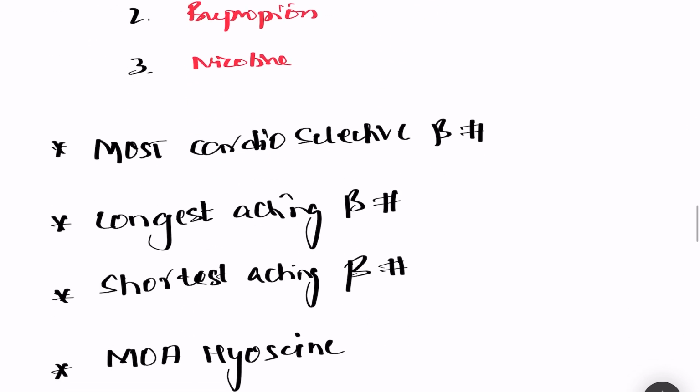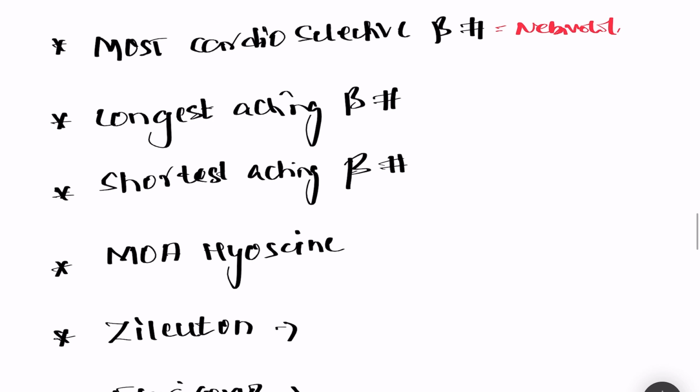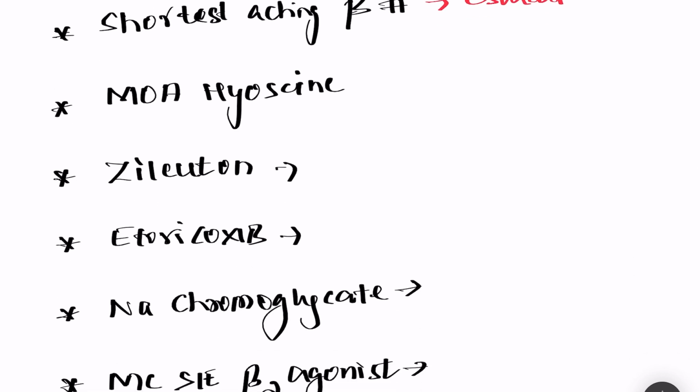So the most cardio selective beta blocker is your nebivolol. The longest acting beta blocker is nadolol, and the shortest acting beta blocker is esmolol. So what is the mechanism of action of hyoscine? Hyoscine is an M3 receptor antagonist. Basically, they are used in case of motion sickness.